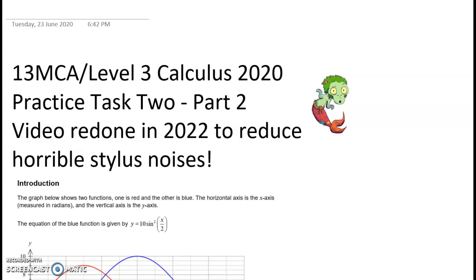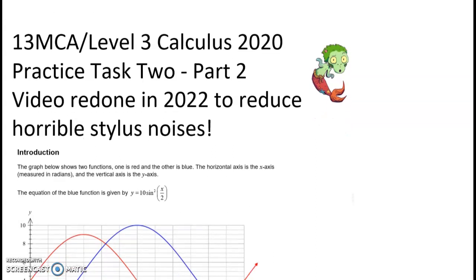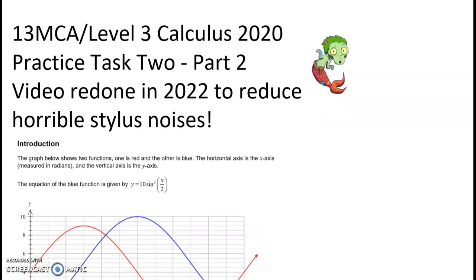Kia ora 13 MCA. This is a redo of an earlier video that I made that I can't stand listening to because of the stylus noise. So I'm trying to do this using a different microphone and just making less noise with the pen. I'm doing this because this is a really good equation solving task, and I'm just focusing on the second half of the practice task. But just a really quick recap on what we did in the first part.